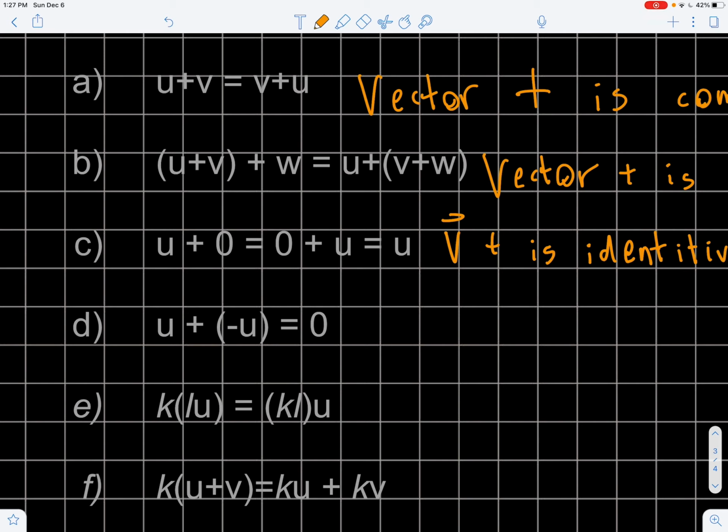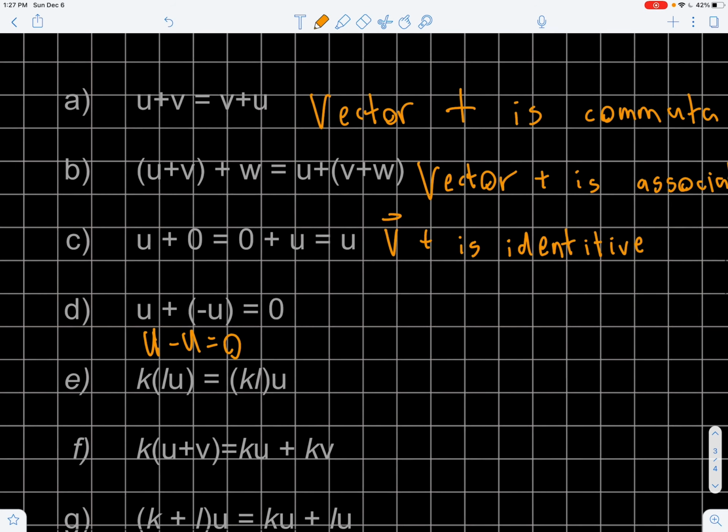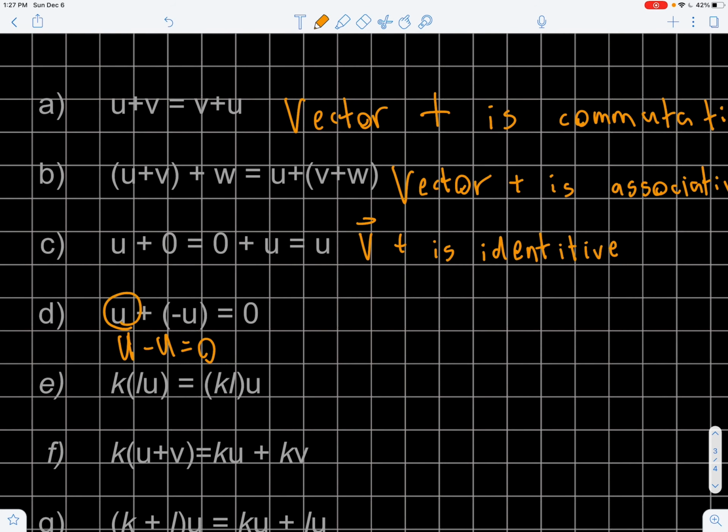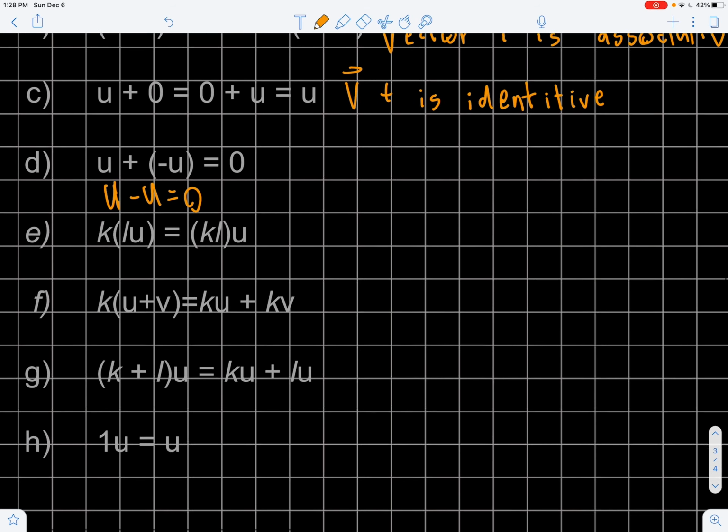All right. u plus negative u equals 0. I mean, that checks out, right? u minus u equals 0. Same. Checks out. That is to say that u's additive inverse is negative u. I'm not going to write that down.